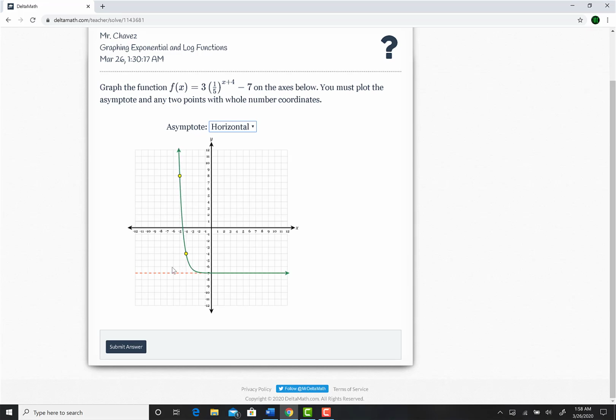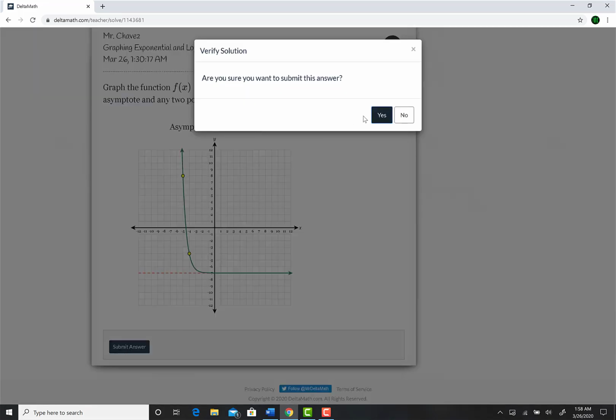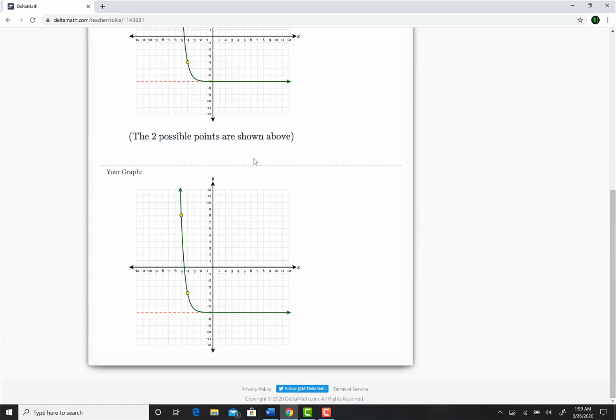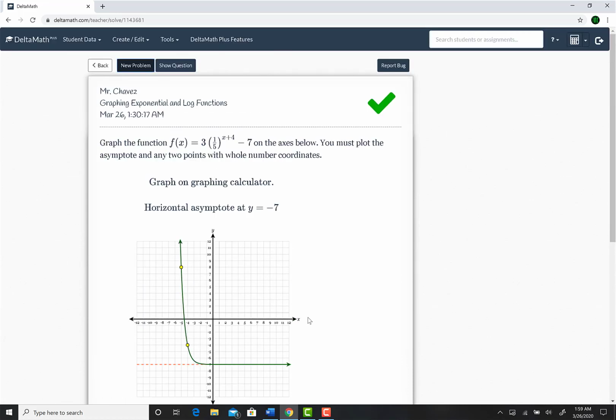And there it is. I should have everything ready to go. So if I click submit answer, hopefully it likes my answers and bam, check mark. And there it is, guys. So hopefully that made sense. And all right, let's continue.